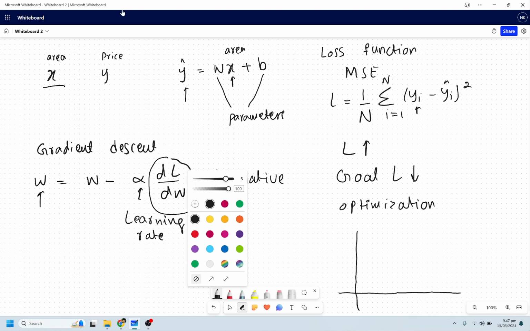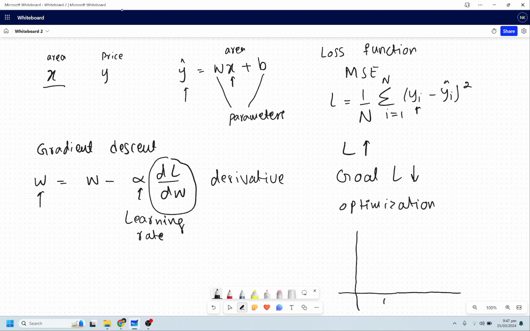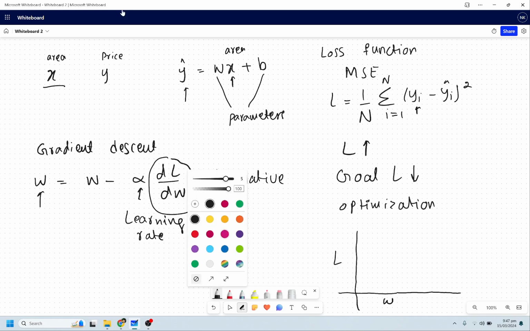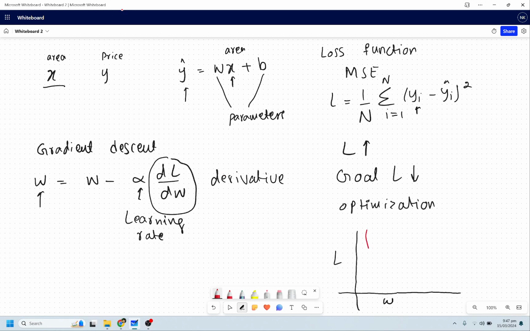Let's say I want to plot my loss function against the value of w. For some values of w, the loss is going to be high, and for other values of w, the loss is going to be low. So if I plot it across a wide range of w values, I might get something that looks like this. As you can see, for some values of w, the loss is very high, and for other values, the loss is low.